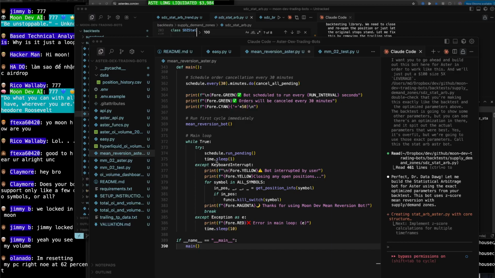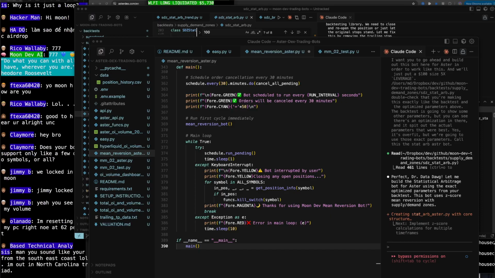So, okay, I'm done with the mean reversion one. I need to test that. So let's make a list of things I need to do. Test mean reversion. Test stat arb. I need to make this easy to work with other symbols. Okay, those 3 things are first on the mind.